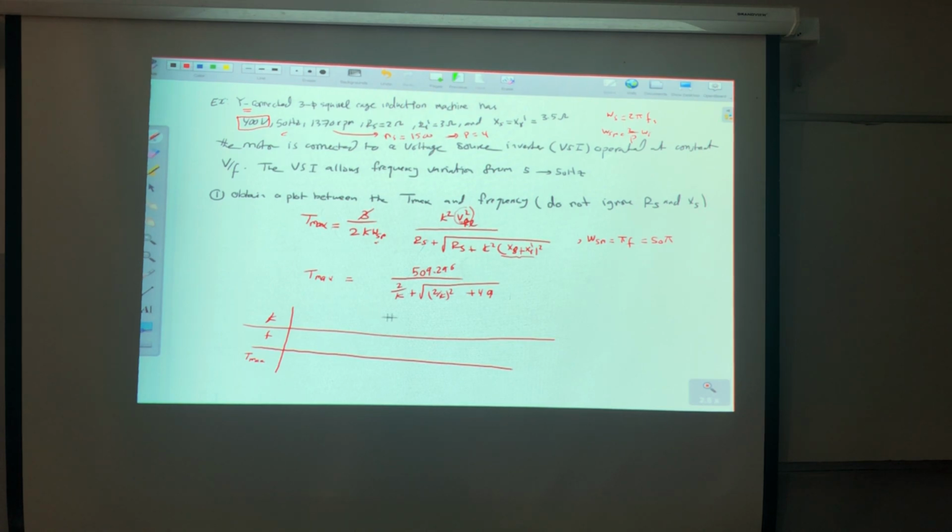And I will start with the highest k, which is 1, when the frequency equals 50. If I do the math here, the only unknown is k. So if I specify k, I can calculate T max. If I do the math here, I will calculate T max as 54.88 Newton meter. This one, and this one are square.